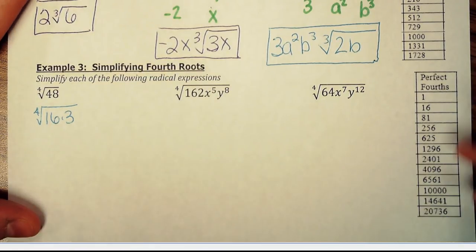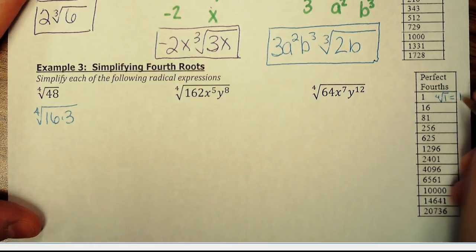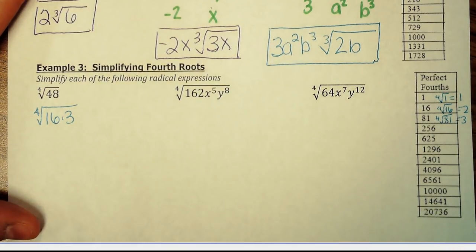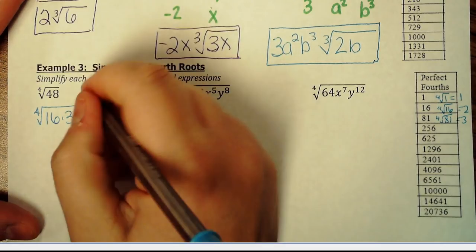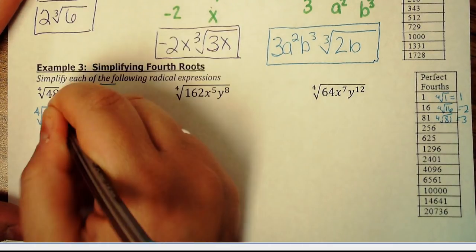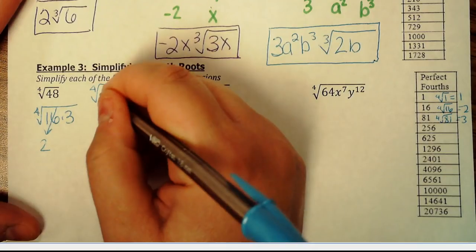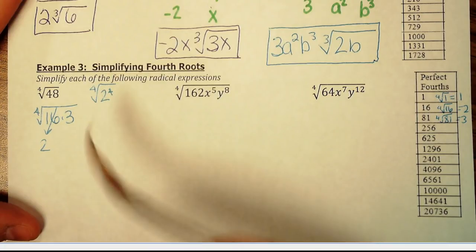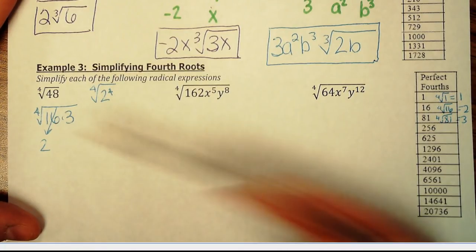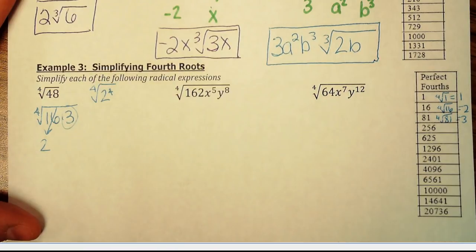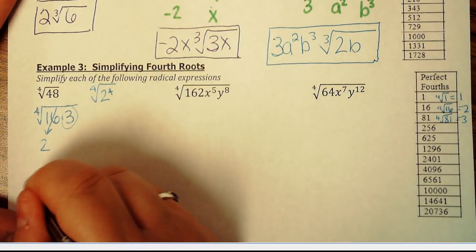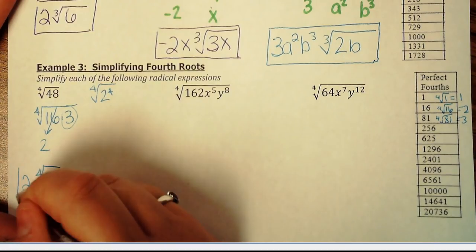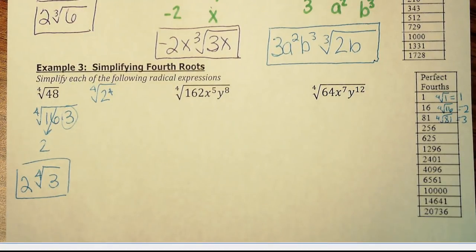Okay, now the way these work, same concept. The fourth root of 1 is 1. The fourth root of 16 is 2. The fourth root of 81 is 3, and then on down the line there. So what you have here is really, I'm going to pull a 2 out from this. 16 is 2 to the 4th power, so the 4th power and the 4th root are going to cancel each other out. That's why this pulls out as a 2. The 3 is still going to be stuck underneath here. So this is going to be 2 times the 4th root of 3 in simplest radical form.